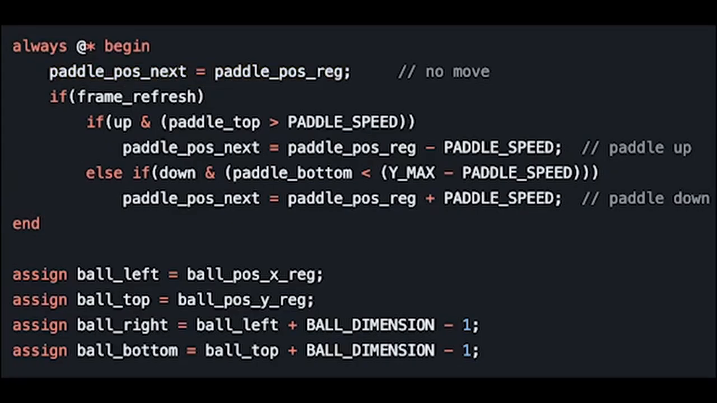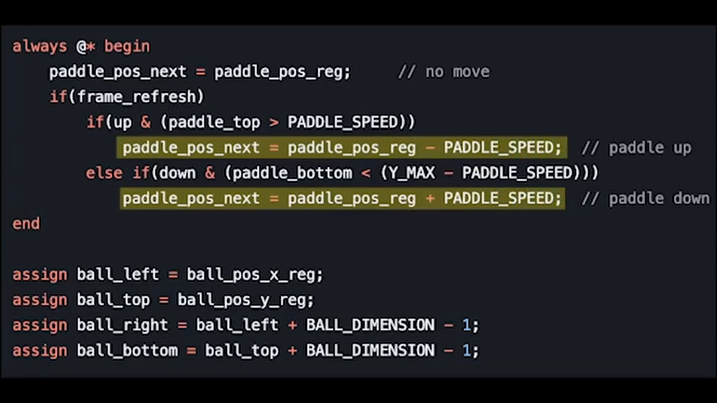And then we have an if statement about the refresh tick, which gives us the time constant for when the VGA is in sync with the VSync and the HSync, and it should refresh the frame. Then it's a logical block with if statements and else if statements, and the first one is about moving the paddle up.